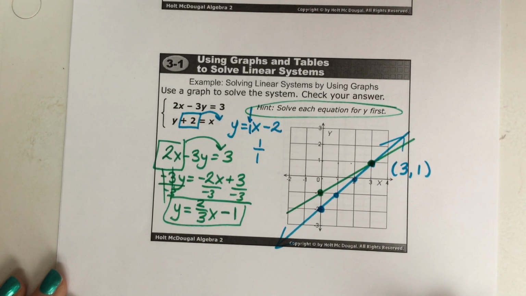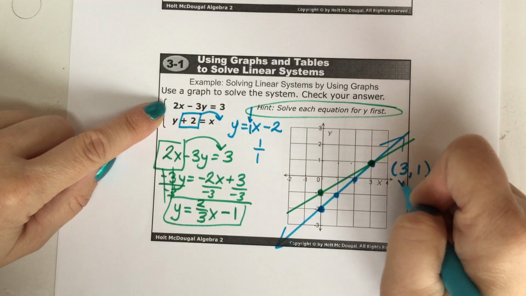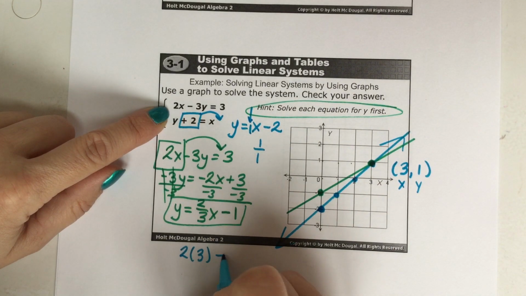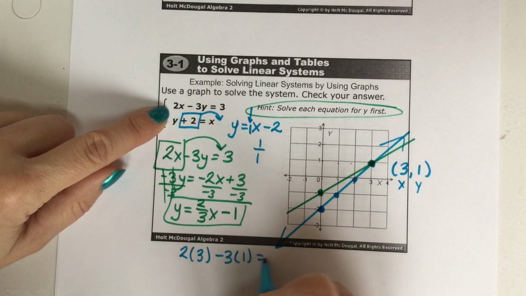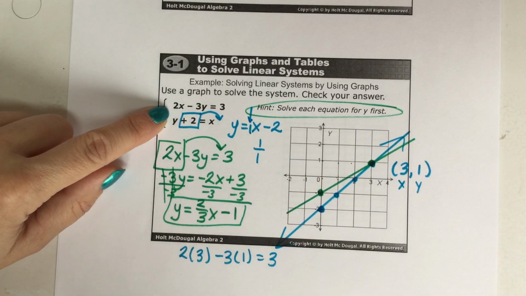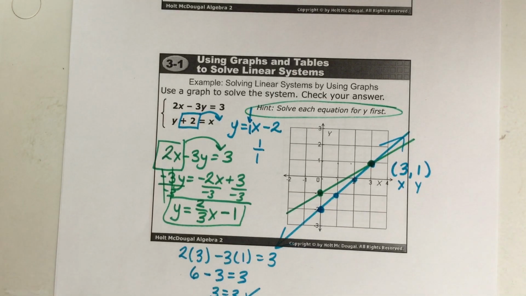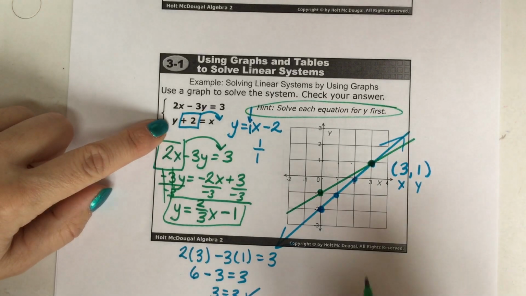Now to make sure that that's really our solution, remember this is the x, this is the y. 2 times x is a 3, minus 3 times y is a 1. We have to make sure that that equals 3. 2 times 3 is 6. Minus 3 times 1 is 3. Well, 6 minus 3 is 3. 3 equals 3. Yep, it checks on the first one. Okay, let's check the second one.